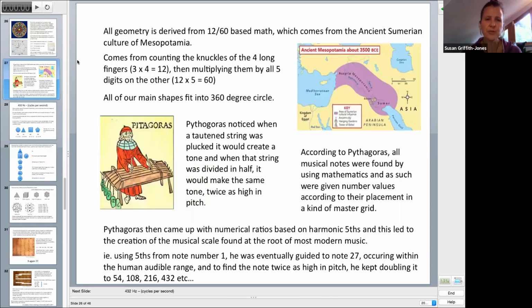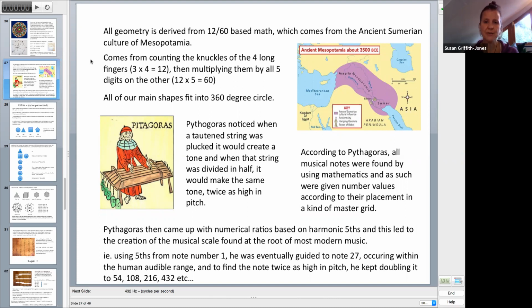So where did this geometry derive from? All this geometry, in fact, is derived from a 1260-based math, which comes from the ancient Sumerian culture of Mesopotamia. Here's a map of Mesopotamia around 3500 BC. This comes from counting the knuckles of the 4 long fingers. So 3 times 4 equals 12, 3 knuckles, 4 fingers equals 12. Then multiplying them by all the 5 digits on the other hand, 12 times 5 equals 60.